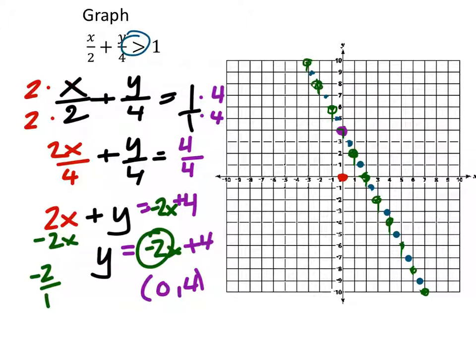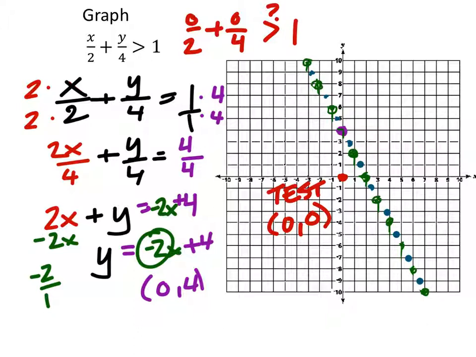Now, do you have to use 0, 0? No, you don't. But I use 0, 0 because it's such a convenient value or point to test. Because now when I go back into my original inequality, I've got 0 over 2 plus 0 over 4. Some of you guys don't even need to do that much, right? I end up with 0 is greater than 1. That is false. So I will need to shade the other side of the line.